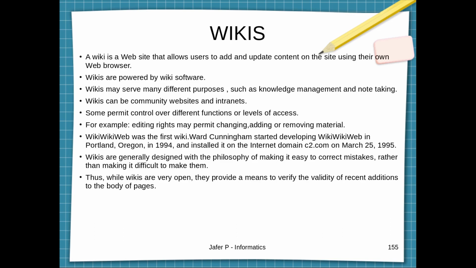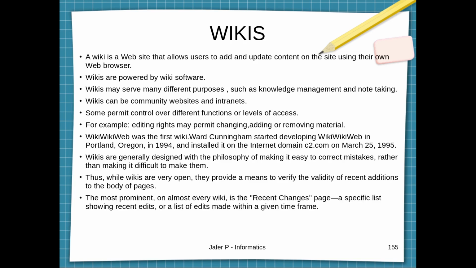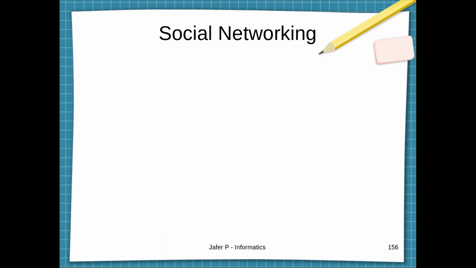Thus, while wikis are very open, they provide a means to verify the validity of recent additions to the body of pages. Anybody can edit, anybody can correct, anybody can add. The most prominent on almost every wiki is the recent changes page, a specific list showing recent edits made within a given time frame. You can also see who has edited and added the information. Some wikis can filter the list to remove minor edits, and edits may be done by automatic importing scripts, right? That also you can use.